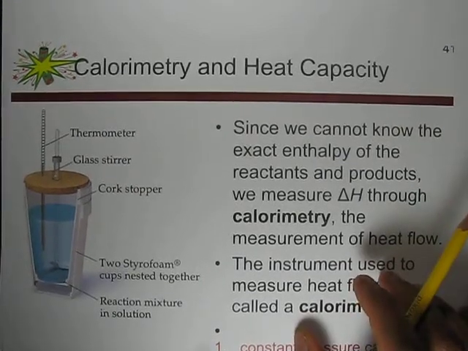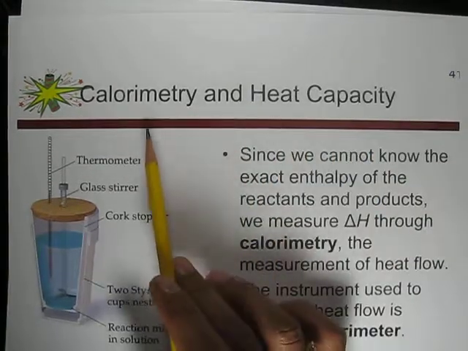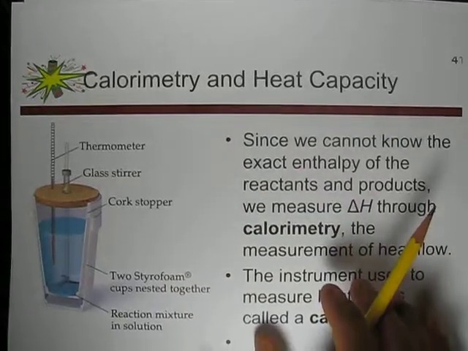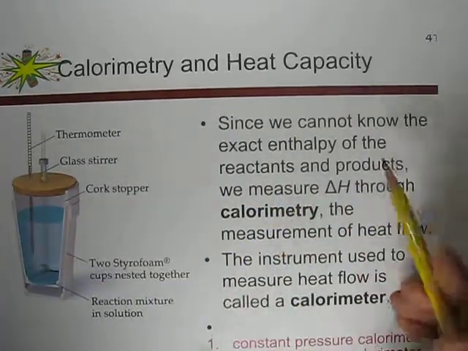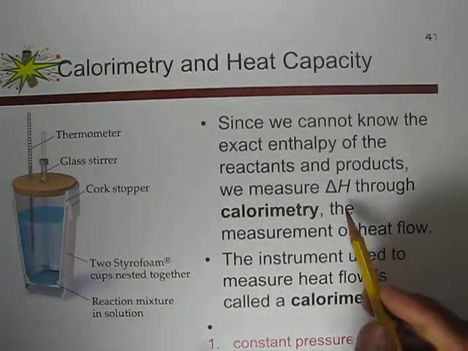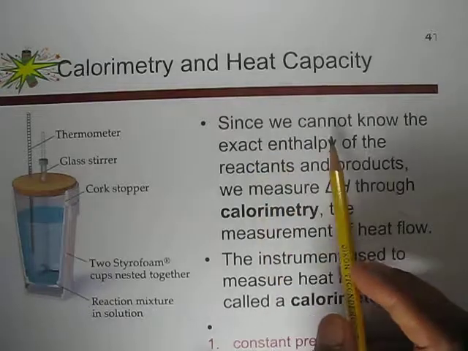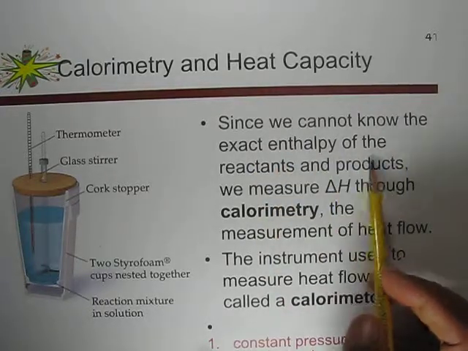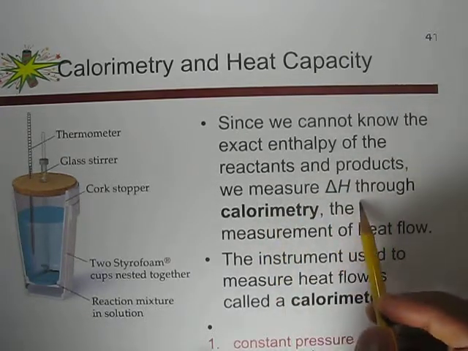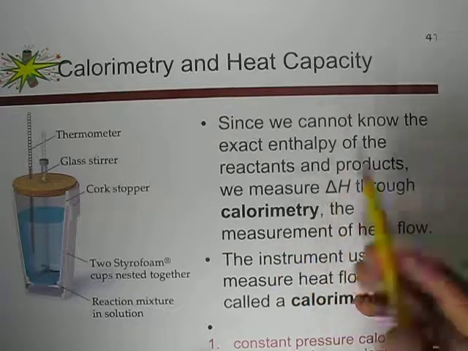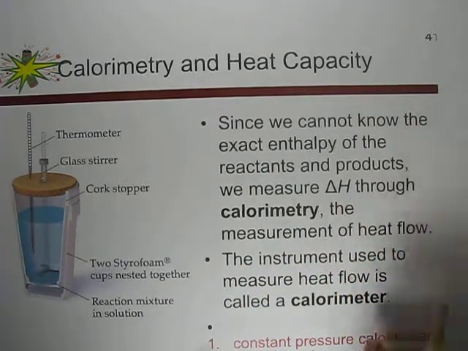So in this video we will study calorimetry and heat capacity. First is calorimetry. What is calorimetry? This picture shows what a calorimeter looks like, and calorimetry is used to measure the enthalpy change, or the heat flow. Since we cannot know the exact enthalpy of the reactant and product, we measure delta H, the change in heat, how much change happens from reactant to product in a chemical reaction.